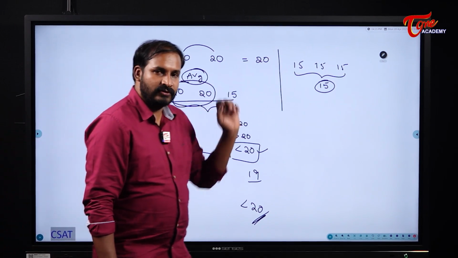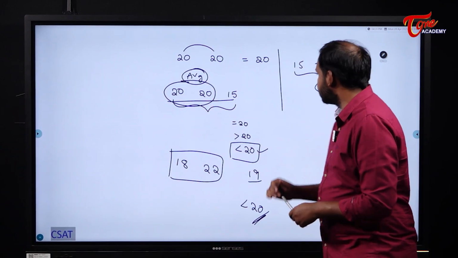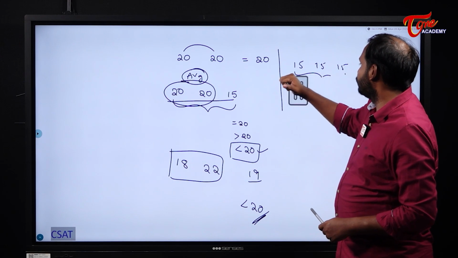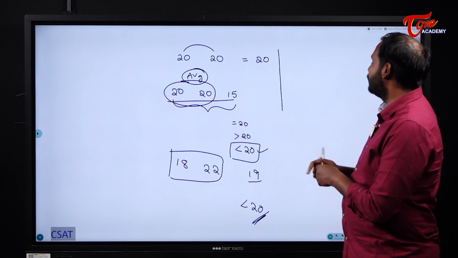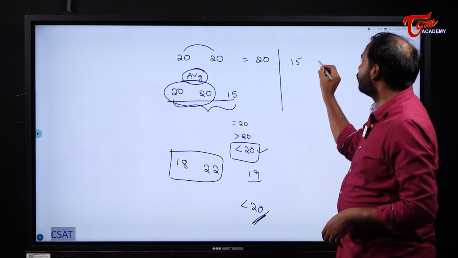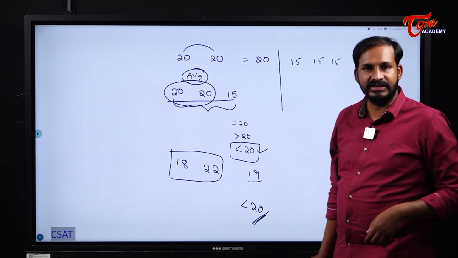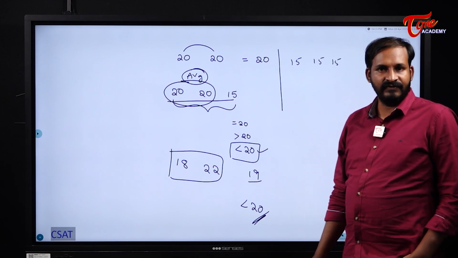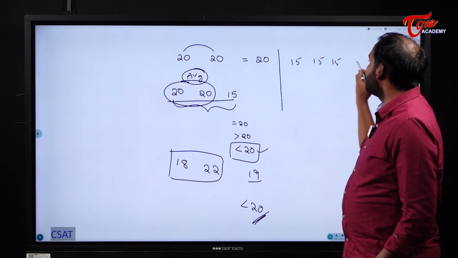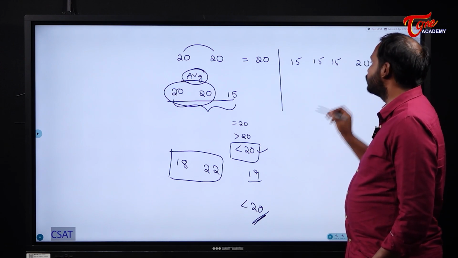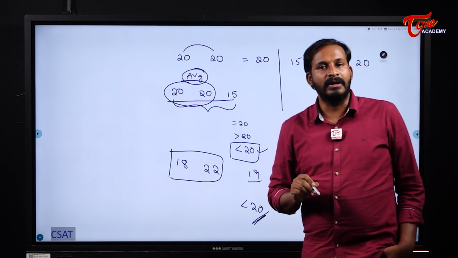Now similarly come to this case. Just now we discussed, right? I have three numbers whose values are 15, 15 and 15. Okay, good. So what will be the average of these three numbers, students? 15, right? The average of these three numbers is 15. Now I am going to add one more number, 20, to this group.